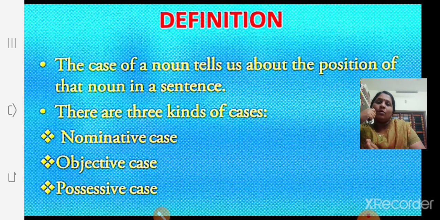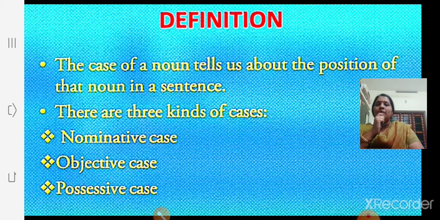Okay, so based on the position of these nouns, there are three kinds of cases according to the position of that noun in a sentence. First one is nominative case, objective case, and possessive case. So, what is a noun case? The case of a noun tells us about the position of that noun in a sentence. And how many kinds of cases do we have? Three kinds of cases. What are they? Nominative case, objective case, and possessive case.